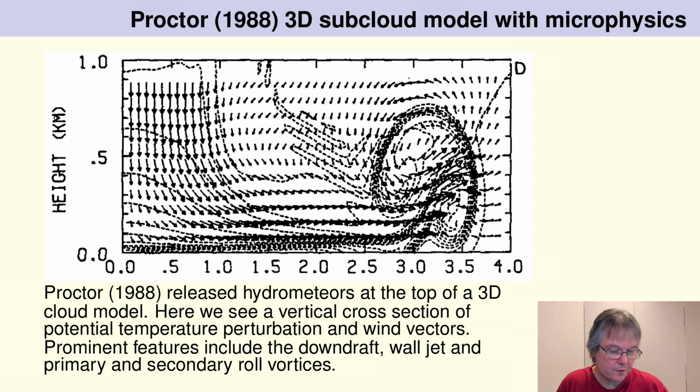So here is one of the first numerical simulations I'm aware of that model downbursts at high resolution. So what Proctor did here, he used an axisymmetric model, so it's a two-dimensional model, and he introduced hydrometeors at the top of the domain and let things happen. And look at this, it's got a nice, you see the outflow, the downdraft, the horizontal outflow, and then the roll vortex, and you see also a counter-rotating roll vortex right near the ground as it encounters friction. So you have a primary and secondary roll vortex there.